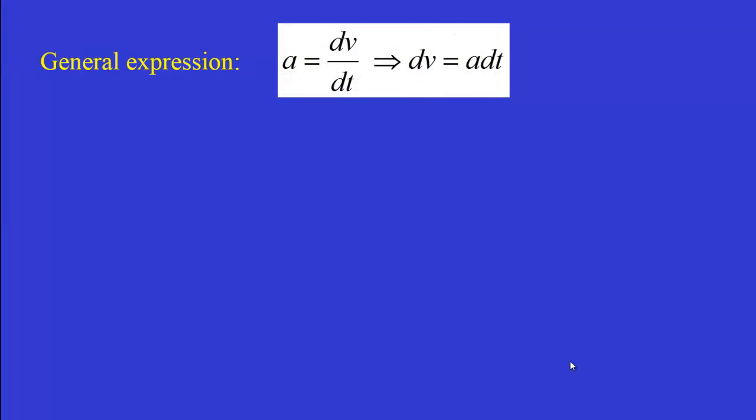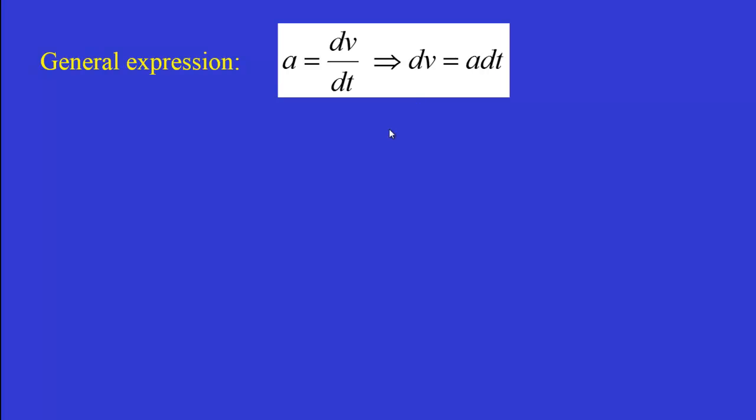Now, the general expression that we would write down if we want to study one-dimensional motion would be to start with this definition of acceleration and then rearrange it just a little bit so that what we really have is an expression that says for an object moving with acceleration a in a very small time dt, its velocity would change by an amount dv.